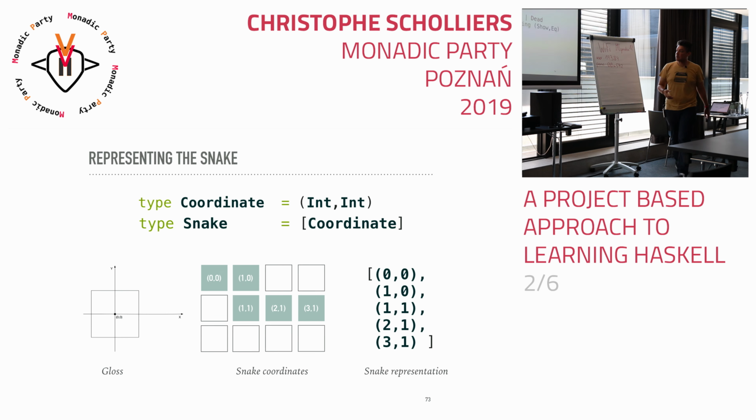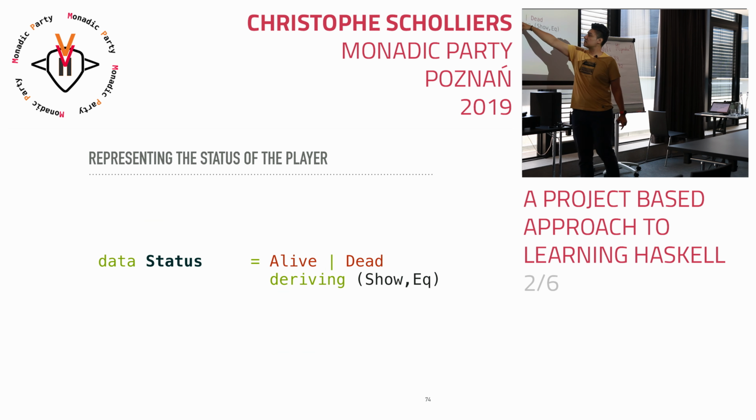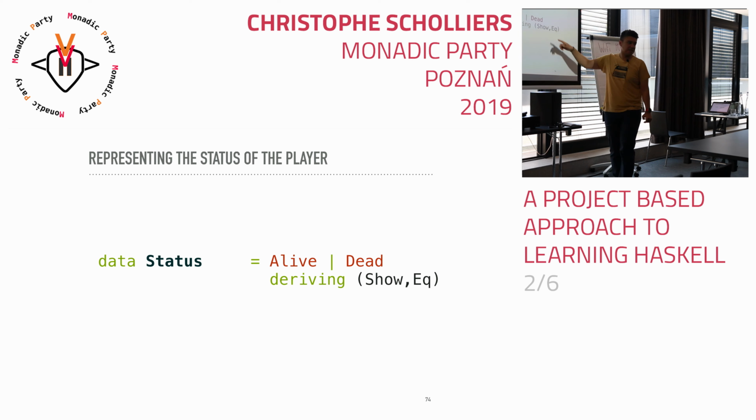And then, of course, we need to know whether the player is alive or dead. So we need some data type status. And it has 2 constructors, alive and dead. And we derive show and equal so that we can print this and compare the status.